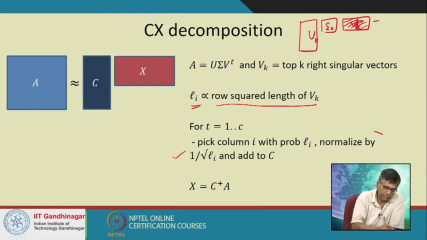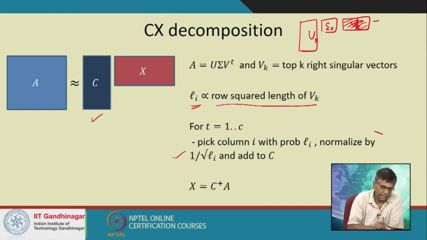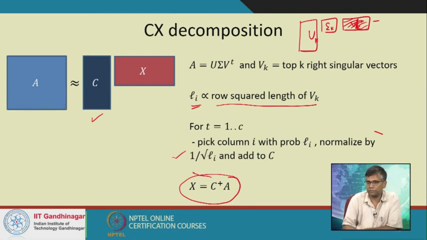And we will do exactly the same. We'll pick column i with probability Li in order to define C. We'll pick column i with probability Li, normalize it by 1 over square root of Li, and add it to the tth column of C. And we'll keep on doing this with replacement, which means that the same column of A can be picked multiple times and be put in C. And then we will define X to be the pseudo inverse of C times A, and that's it.